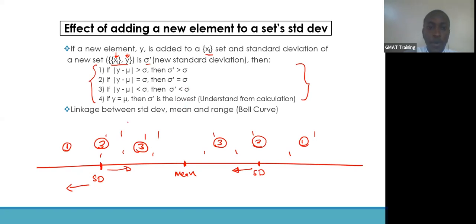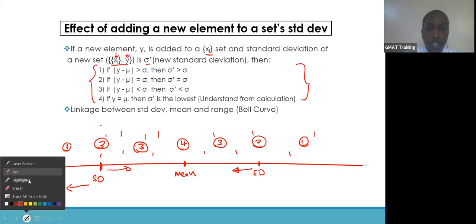And what happens when you put the new element right where the mean is? When you put the new element where the mean is, that's where you minimize the new standard deviation to its lowest. So you can add as many values at the mean so that you pull the standard deviation closer to the mean and make the standard deviation at its lowest. You can understand this from the calculation, and I've already drawn a visualization of what I mean, the effect of adding a new element to the set's standard deviation.